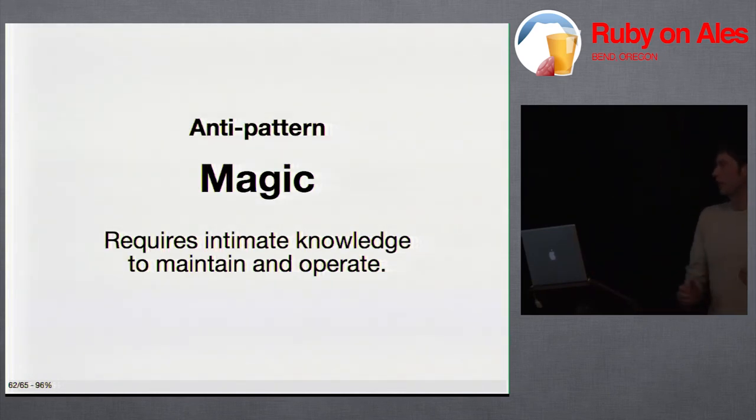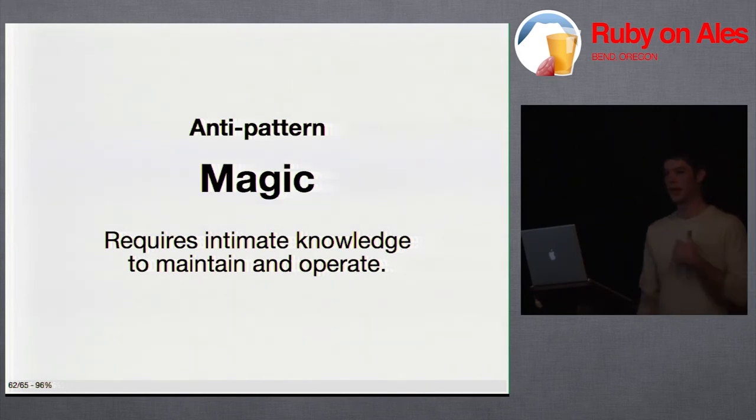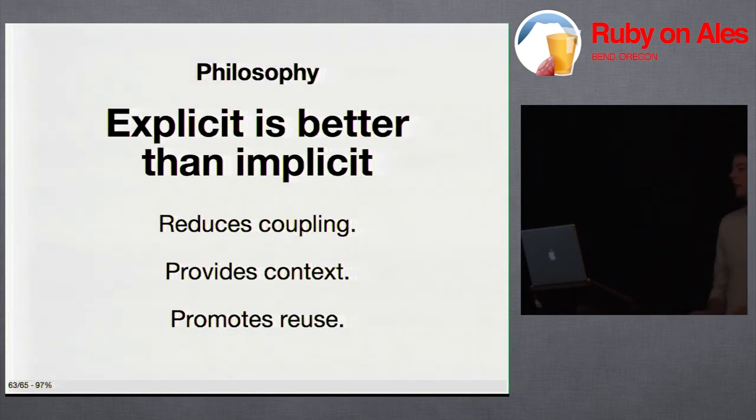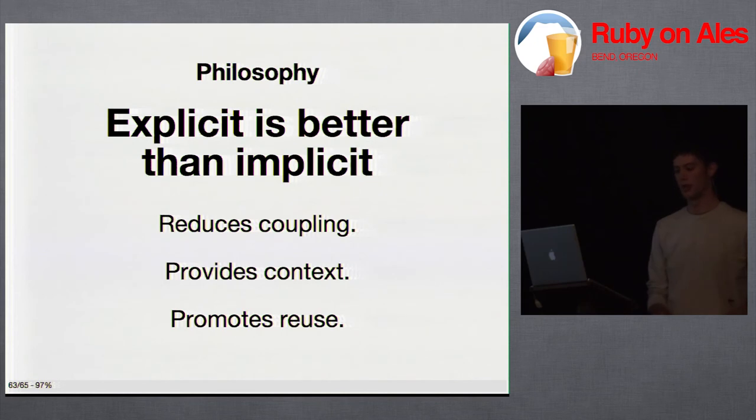And of course, I'd love to say that magic is a little bit of an anti-pattern, that the more intimate knowledge you need to maintain a system, the less likely I and anyone else with an operationally focused mind is going to be to use it. The philosophy, explicit is better than implicit, is all about reducing magic and coupling. It's all about promoting the reuse of small pieces where appropriate. And as Rubyists who have the wealth of Ruby gems at our disposal, I think there's even more that we could use from within those gems if they were easy to tease little behaviors out of.